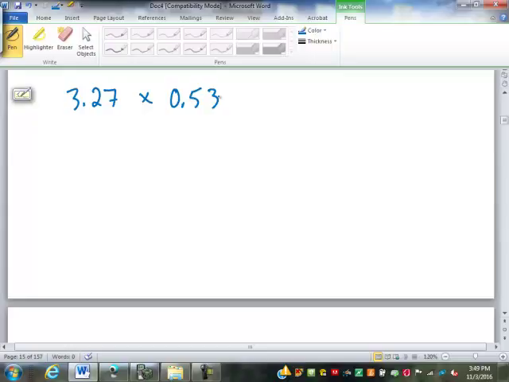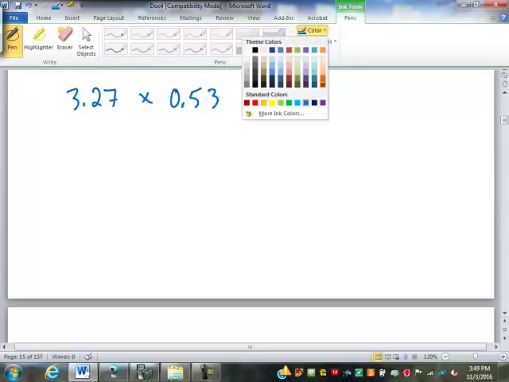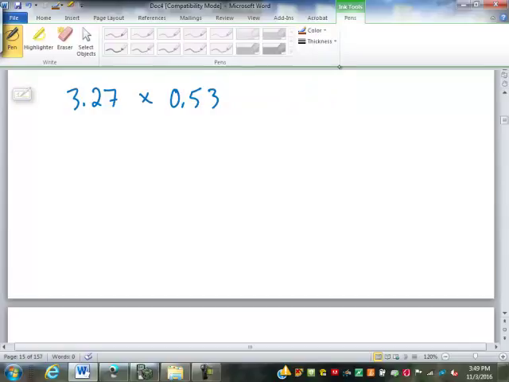I have 3.27 times 0.53. Do I need to line up the decimal points? No, I don't have to. This one, however, will line up on its own. Oops, 0.53, not 0. And I'm going to multiply it just like I would any other numbers.